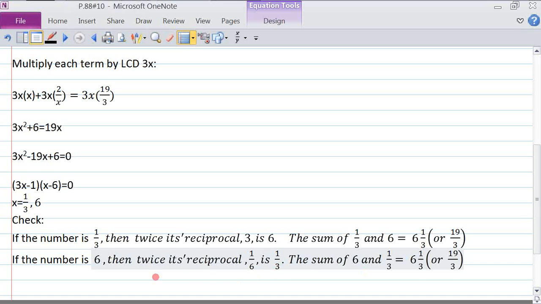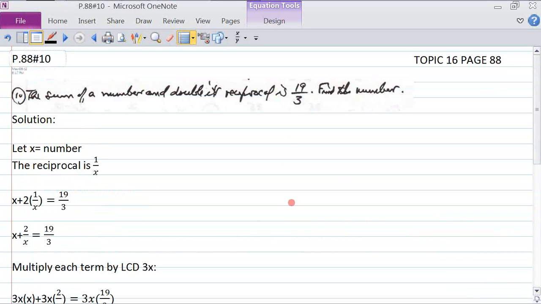Excuse me, let me go back a little bit. If the number is 6, twice its reciprocal, twice 1/6, is 2/6. 2/6 is 1/3. We add 6 and 1/3, we get 6 and 1/3. So it doesn't matter. The solutions for these are 1/3 and 6, and they give identical results. They both work.